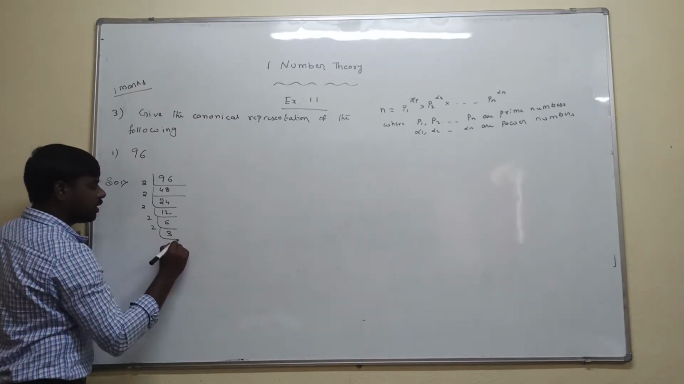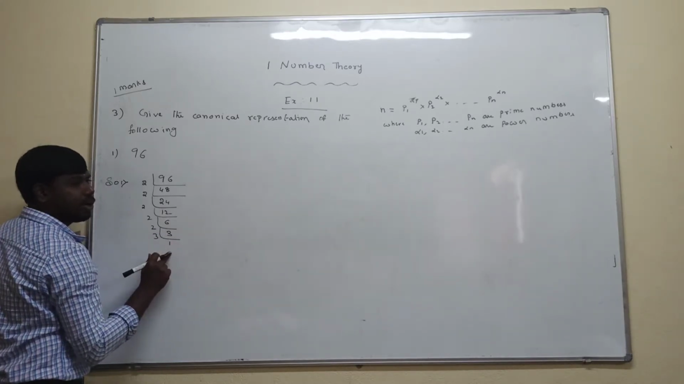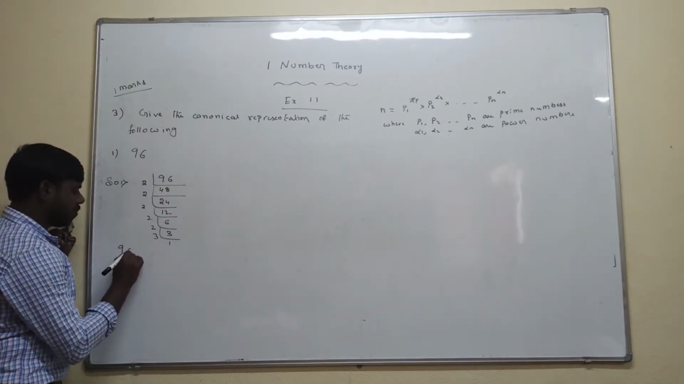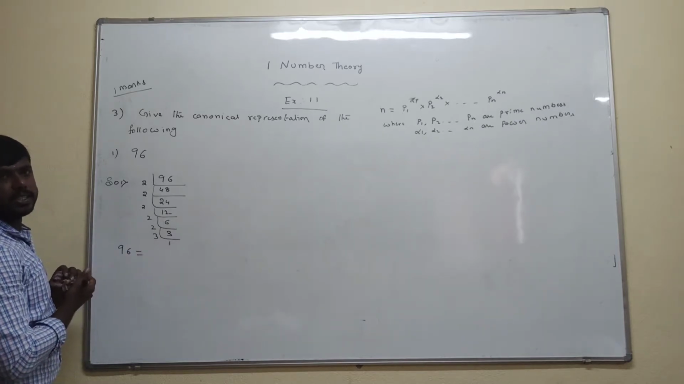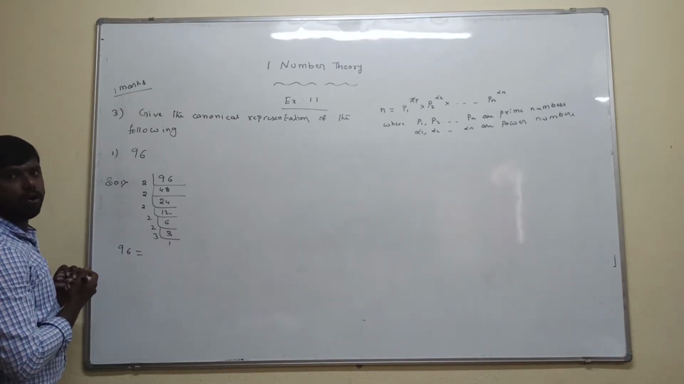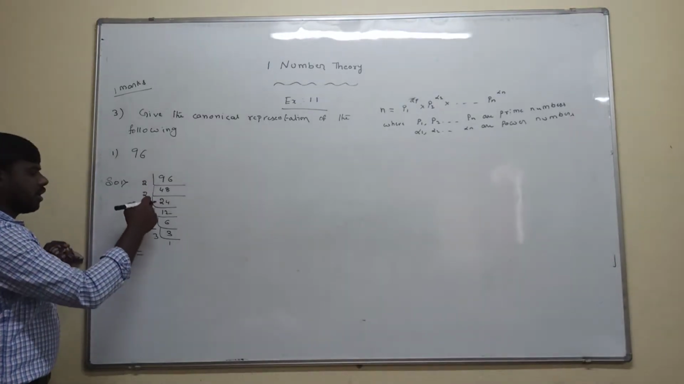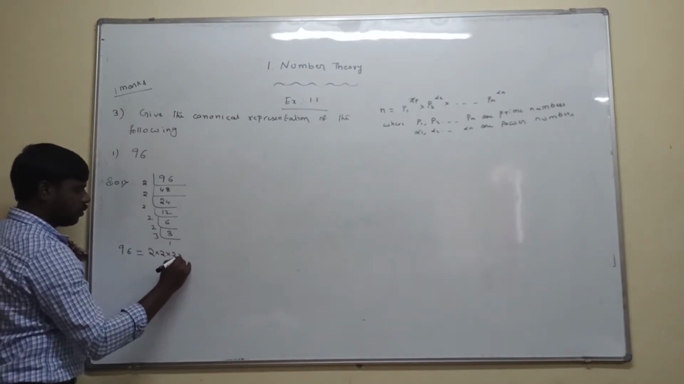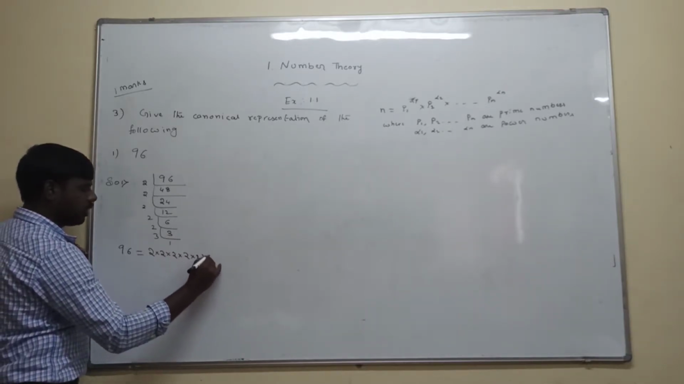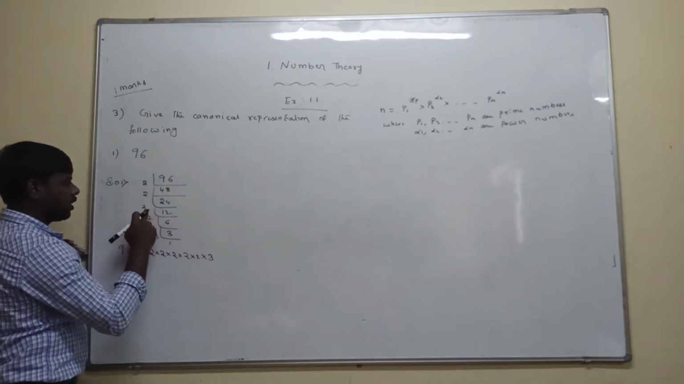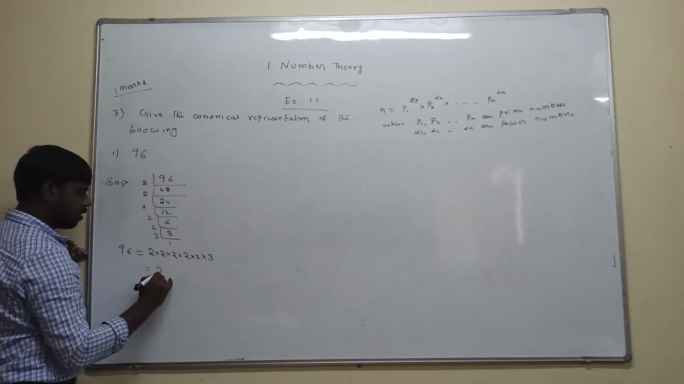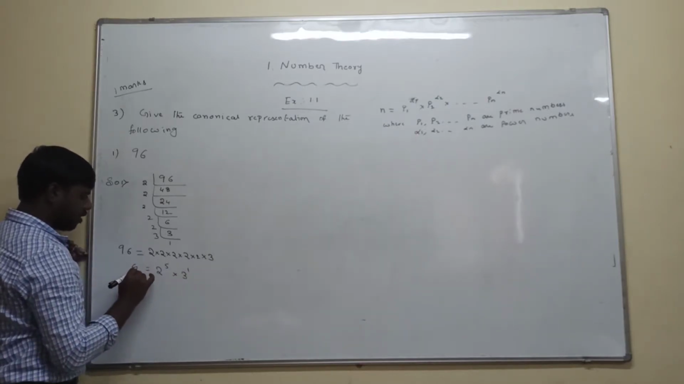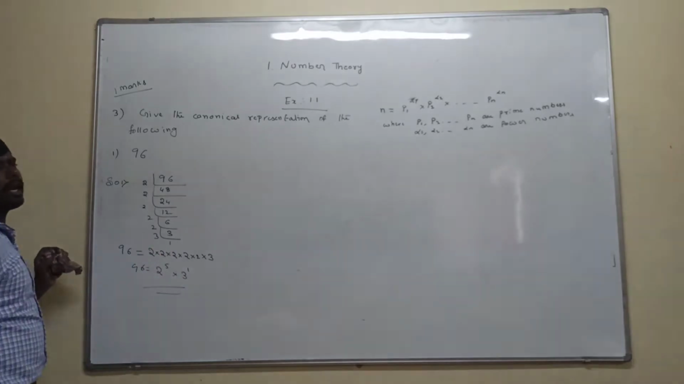3 is divisible only by 3. That's why 3 into 1 is 3. When the remainder is 1, we stop the division. Now 96 can be expressed as a product of prime numbers, the product of all the divisors: 2 into 2 into 2 into 2 into 2 into 3. 2 is repeated how many times? 5 times. 3 is repeated how many times? Only once, 3 power 1. So this is a canonical representation.